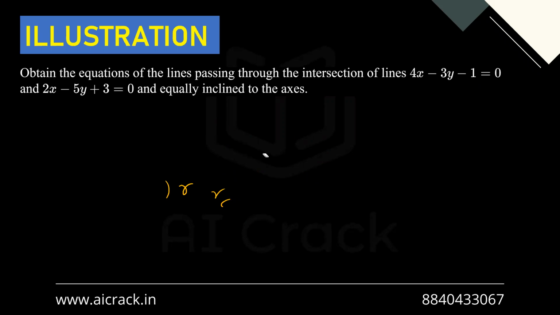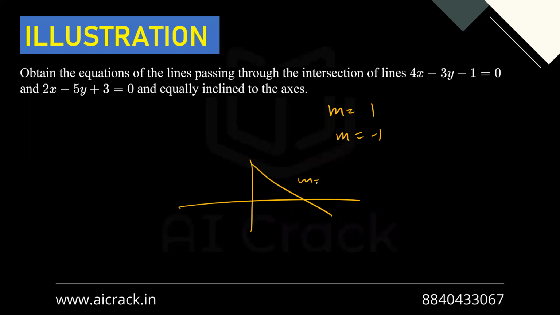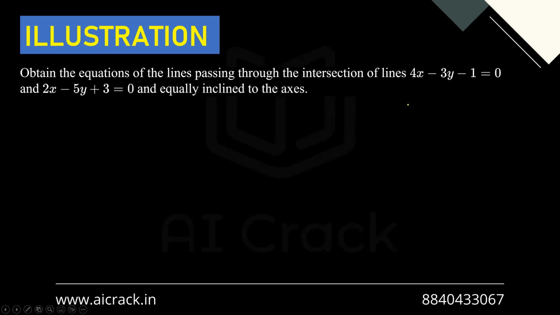So basically it actually means that this angle is 45, not theta or gamma. This angle is 45 because it is equally inclined and this is a right angle. So that means m can be either 1 or m can be minus 1. In this case m equals minus 1, and in this case m equals 1. So both are possible. So we have to take two cases over here.